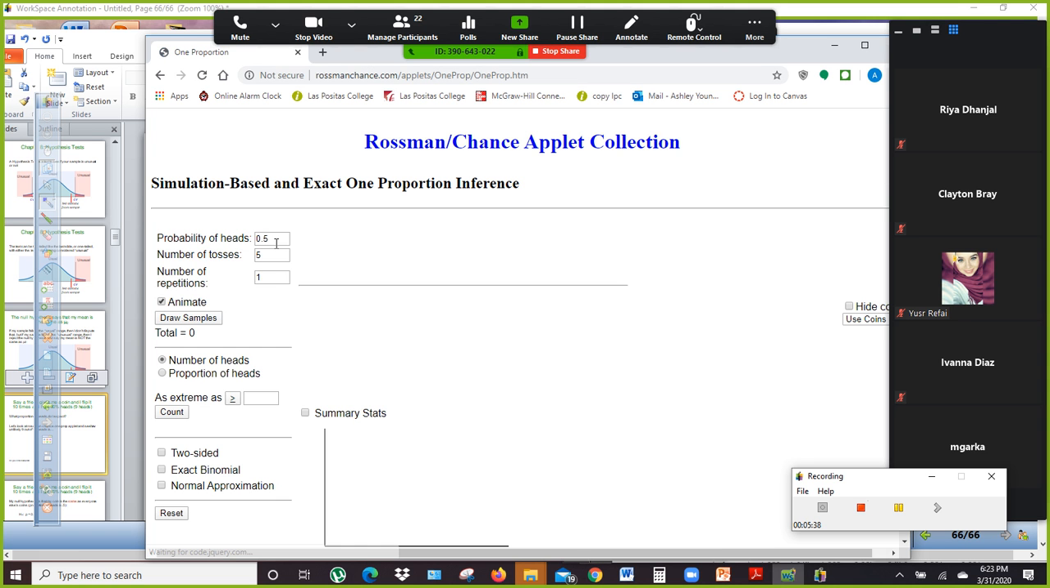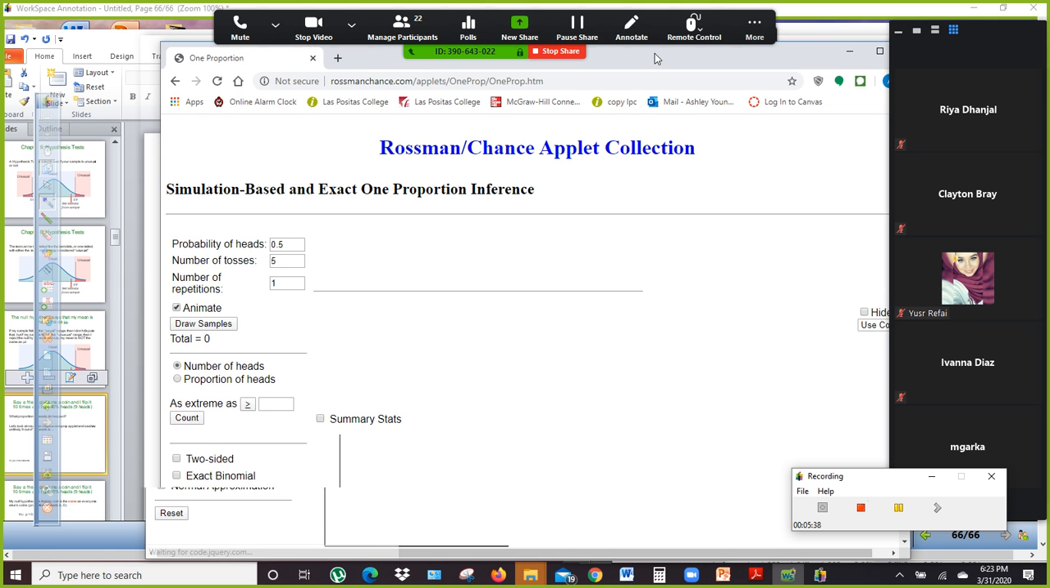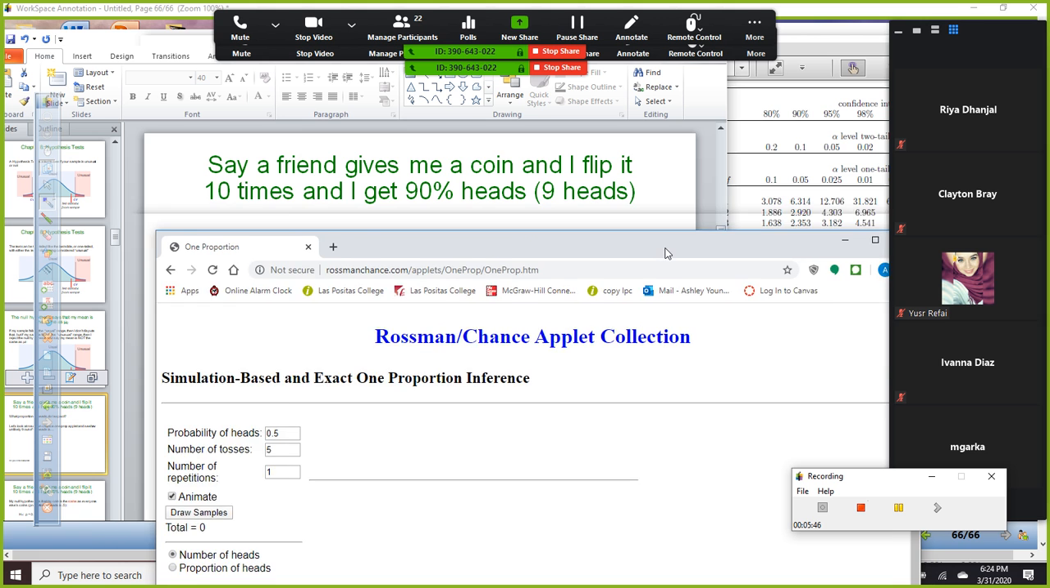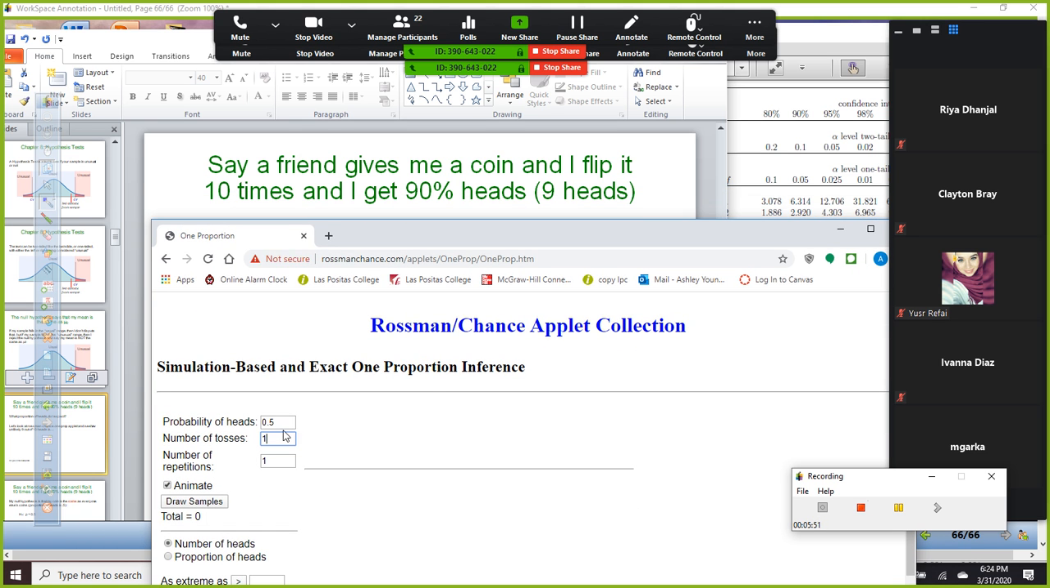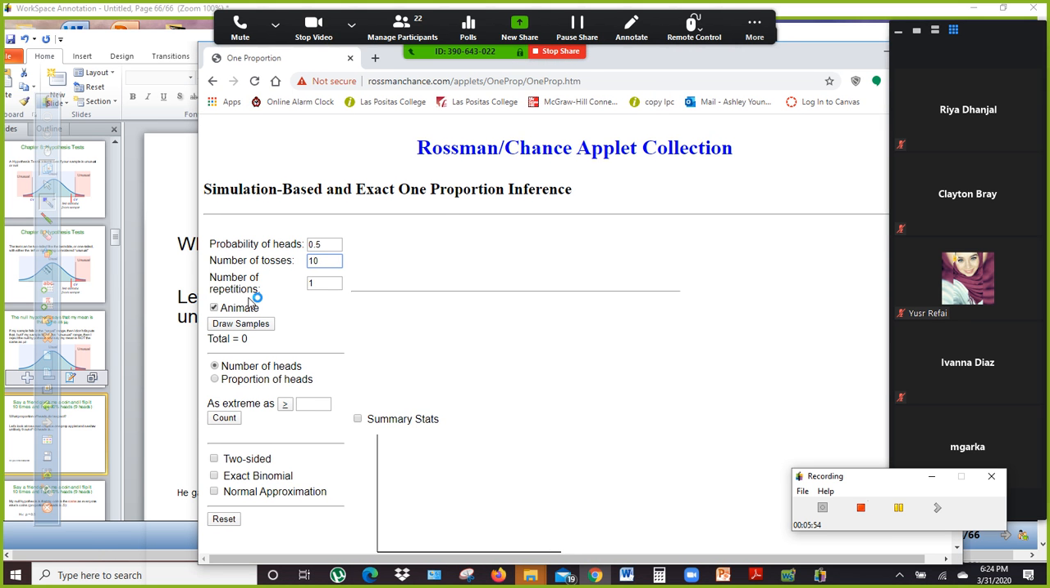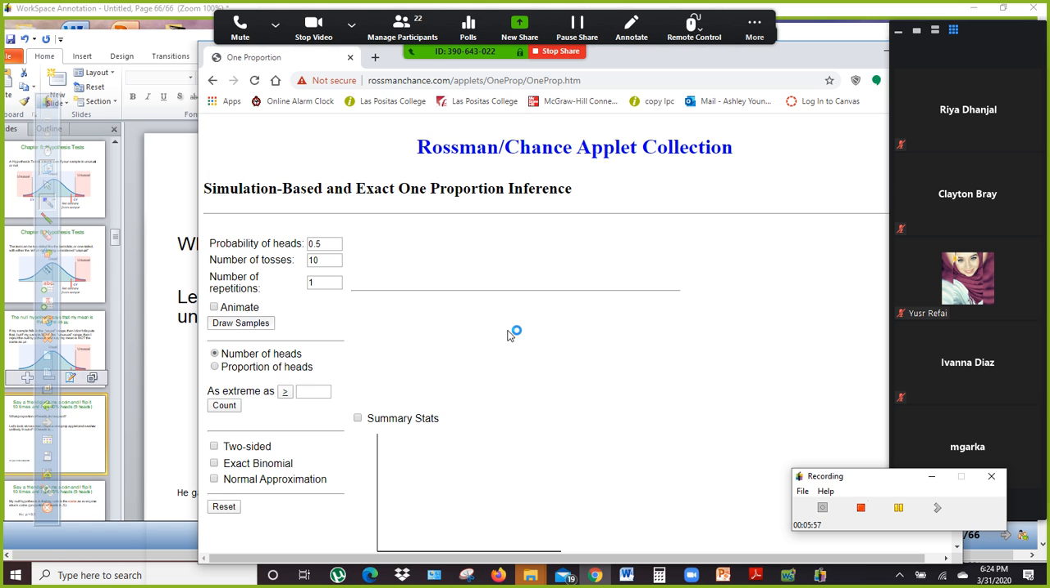So what's the probability of heads? Typically we said 50%, right? And then how many times did I flip the coin? In my thing I flipped it 10 times. Do you guys see that? I flipped the coin 10 times. So we're going to flip it 10 times. So I'm going to turn off animate because it'll go faster that way. I'm going to draw my samples.